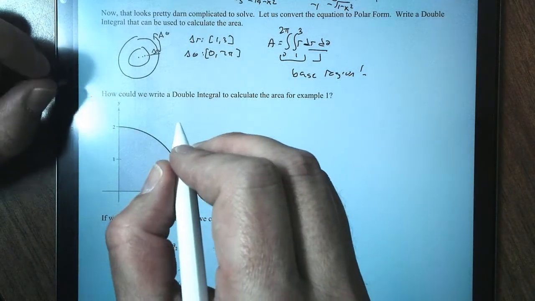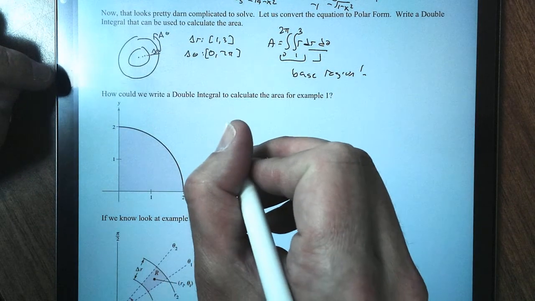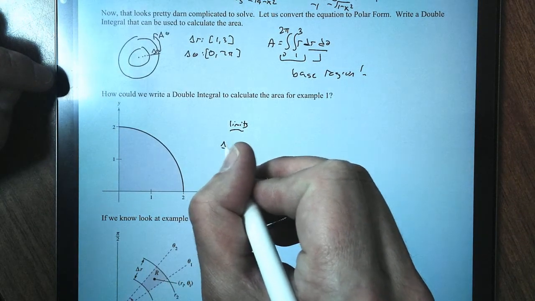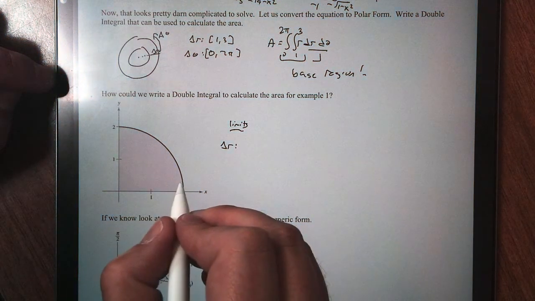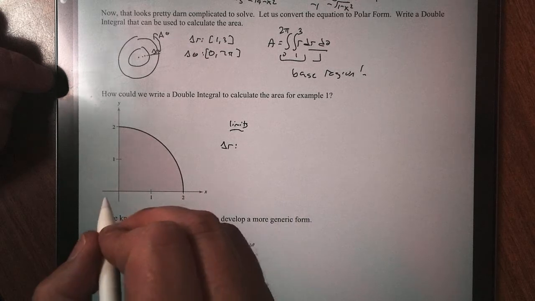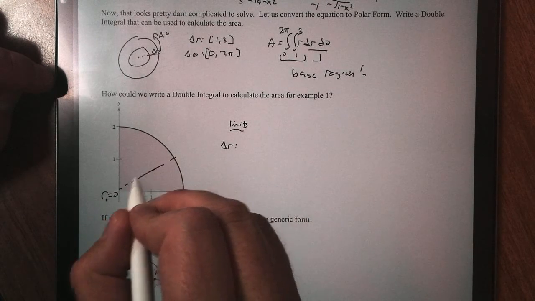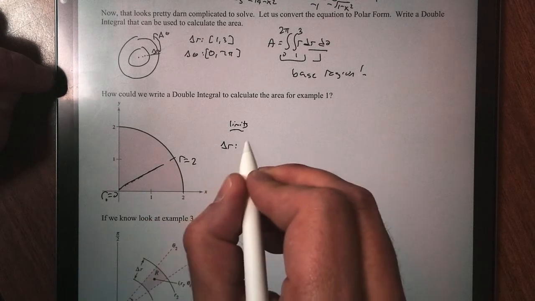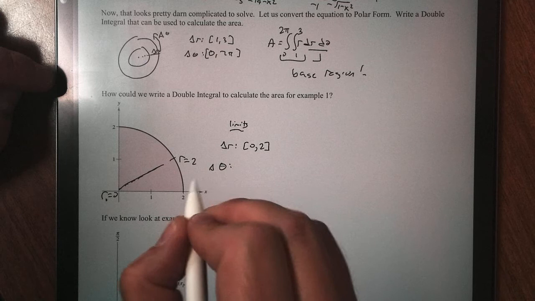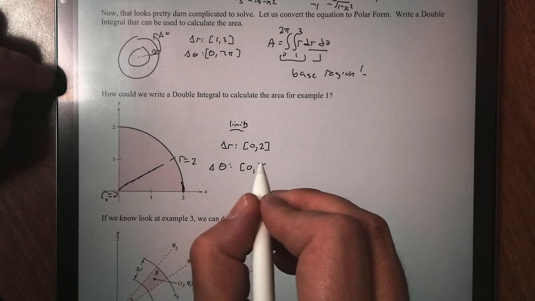So I know that my limits here, my change in radius, is going to be from 0. I'm starting here at a radius of 0, and I'm moving all the way out here to a radius of 2. So I know that's from 0 to 2. My change in theta, it's measuring up this way, from 0 to pi over 2.